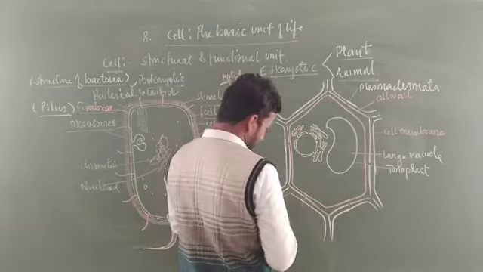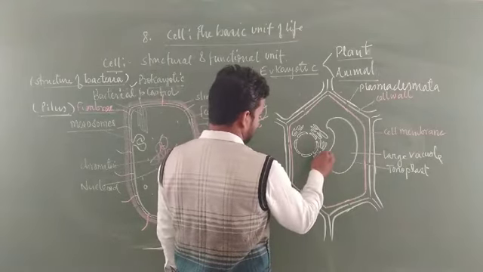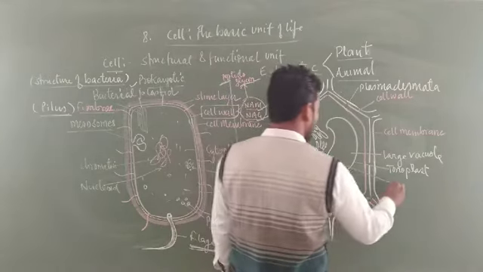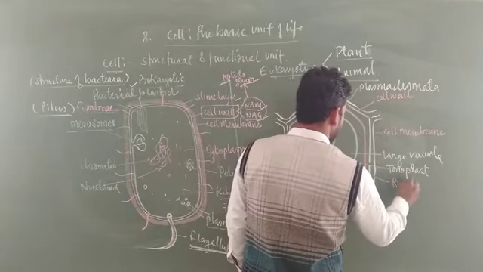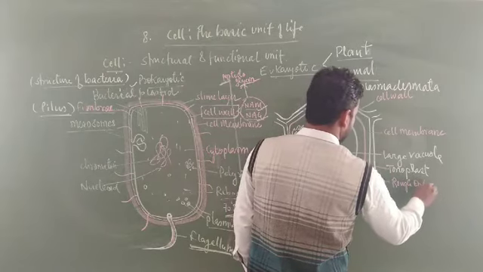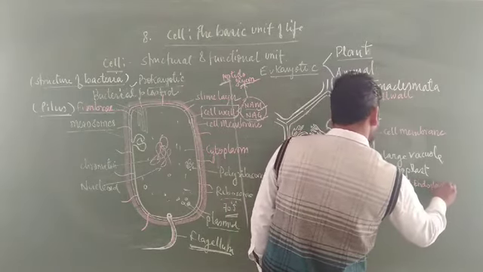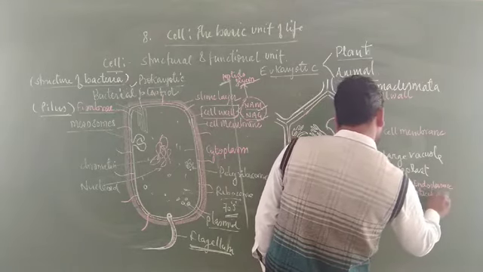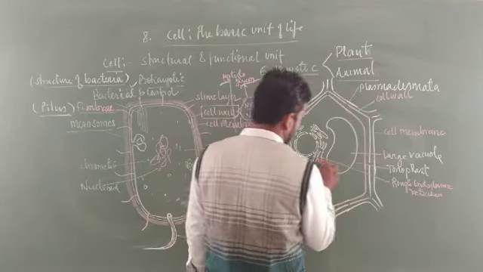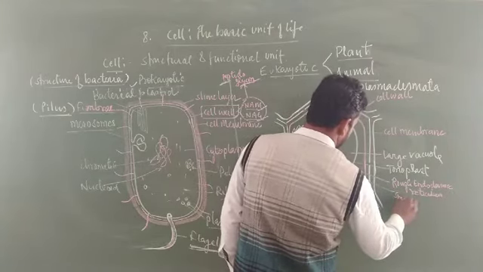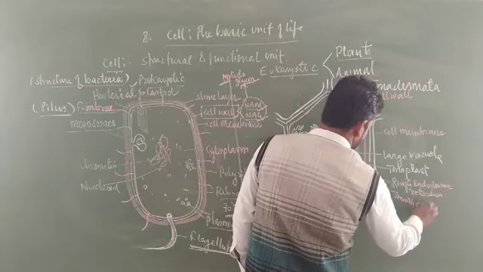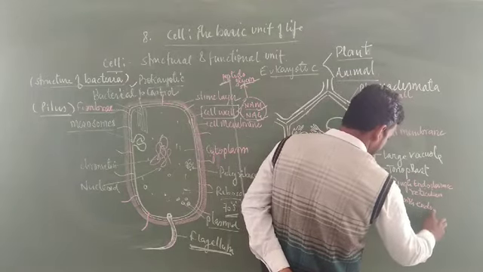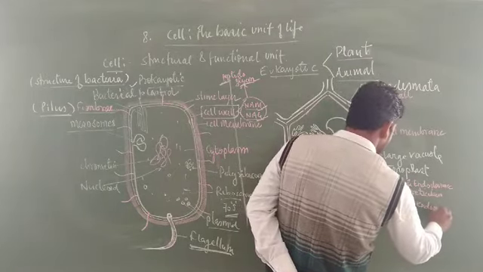This is the endoplasmic reticulum. Ribosomes are attached on the surface; this is called rough endoplasmic reticulum. And where the ribosomes are not attached to the surface, the surface becomes smooth, and so it is called smooth endoplasmic reticulum.